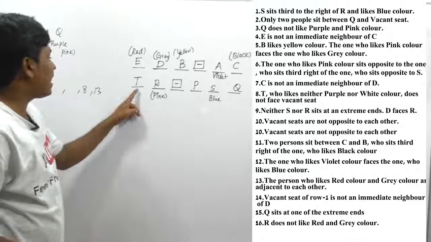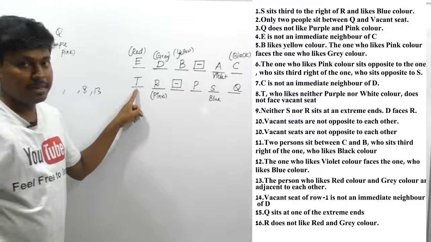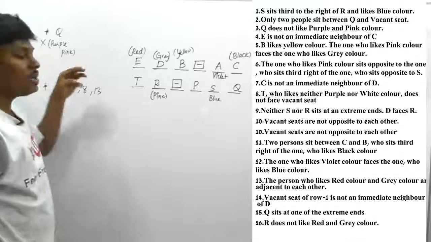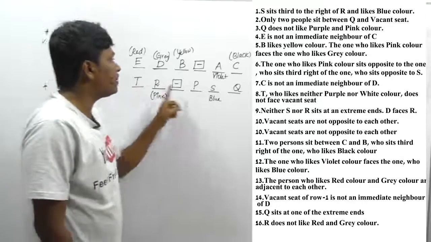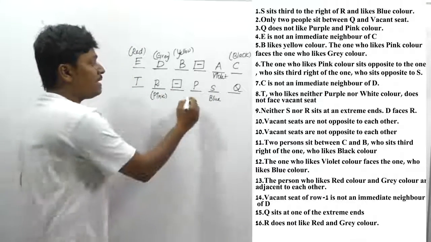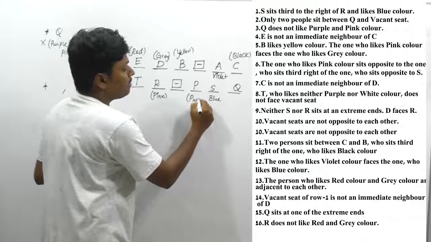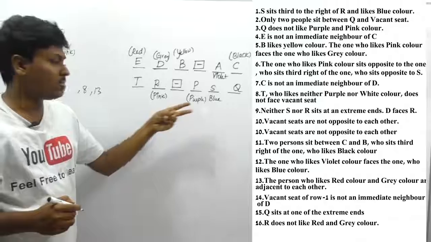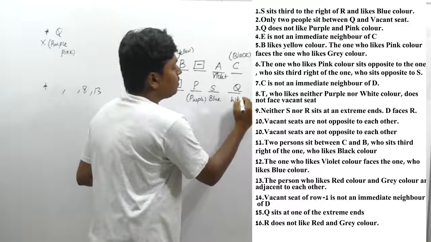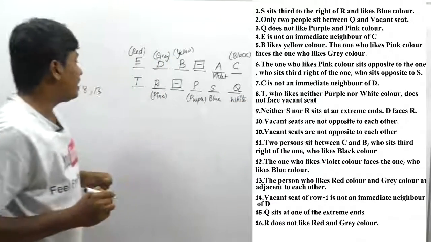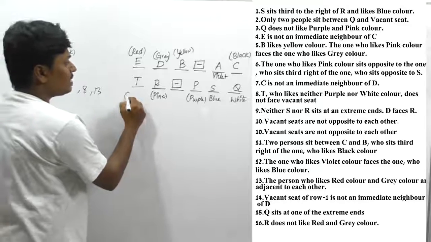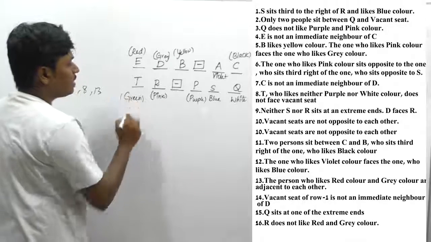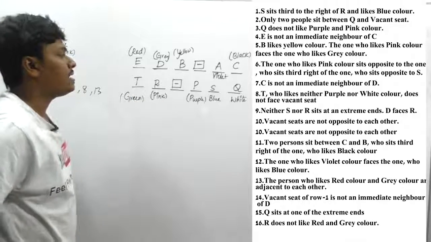Why? Because listen carefully, the person T does not like purple color, and we already know that the person Q does not like purple color. If T does not like purple, Q does not like purple, then definitely this person P should like purple color. And they have said that the person T does not like purple nor white, so definitely this person, the remaining only one person, Q, should be white. And for T only one color is missing, which is green, so I think green, right? So friends, we have completed this arrangement, right?